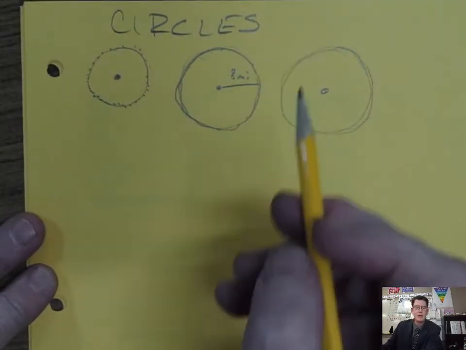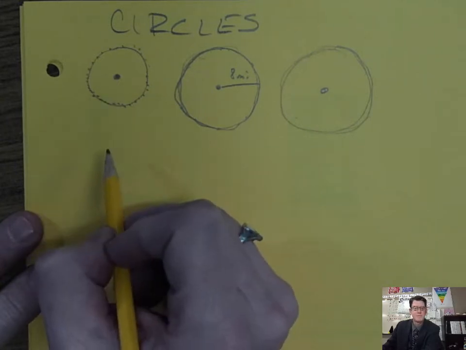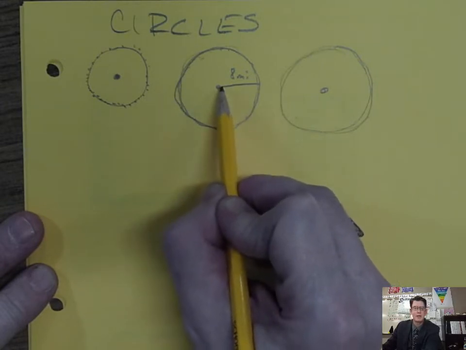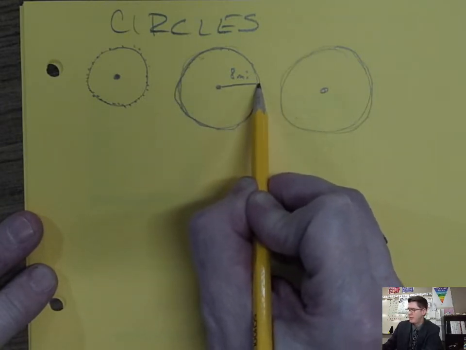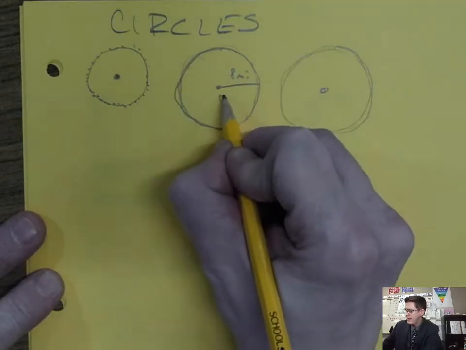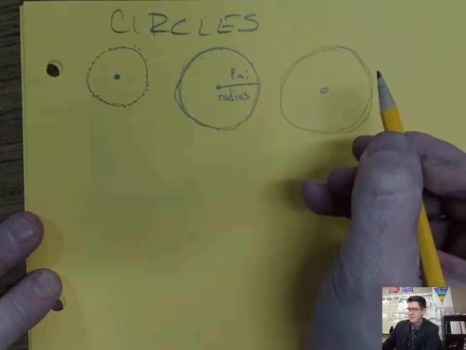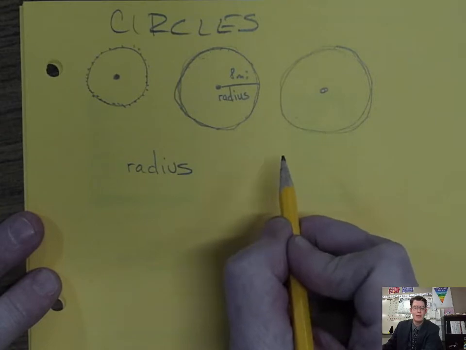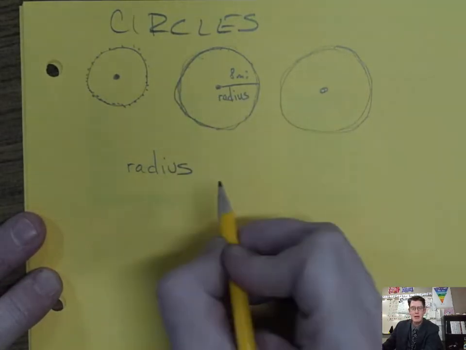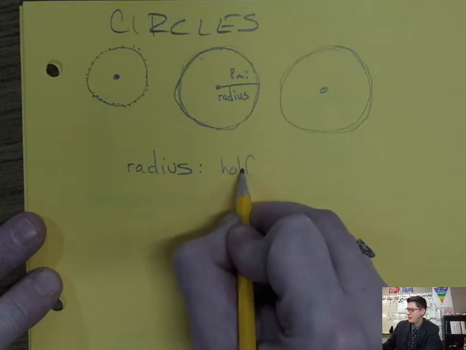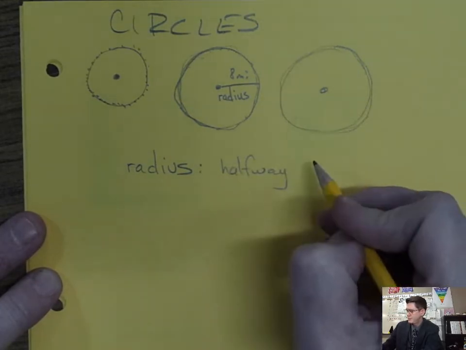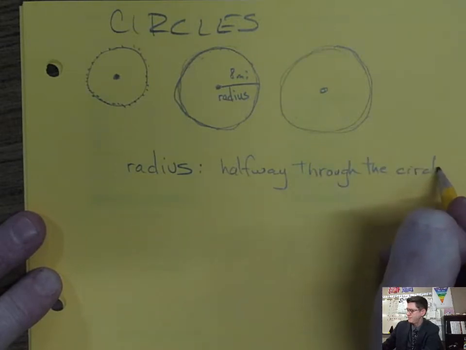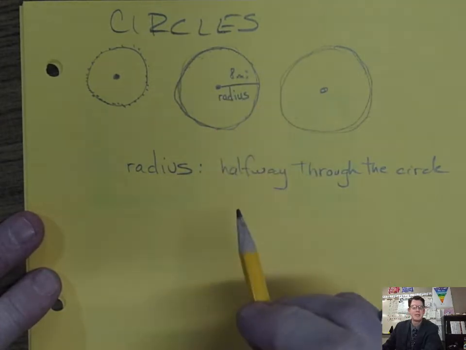Well, what do we know about circles? Well, let's see. We've got ourselves a center of a circle. We have right here this distance from the center to the outside ring, and all the points are the same. That distance is called the radius. We sometimes think of it as halfway across the circle. However you want to think of it in your mind, from the center to the outside, it's halfway through the circle. And it's always a distance, a length.